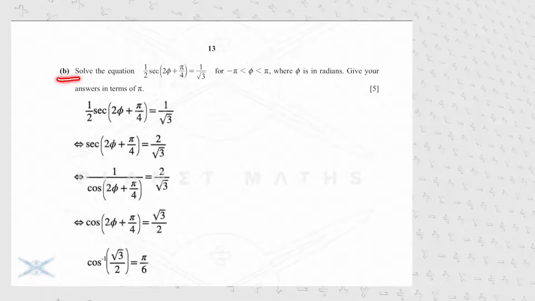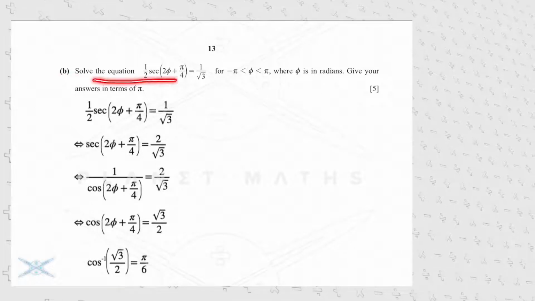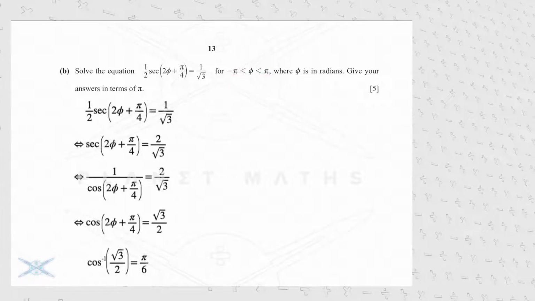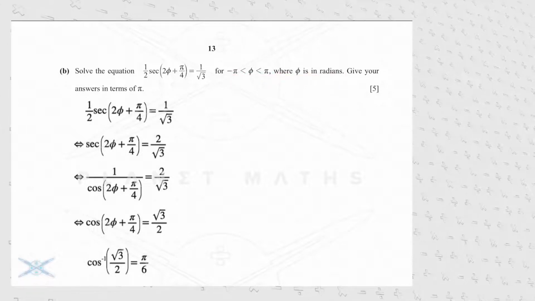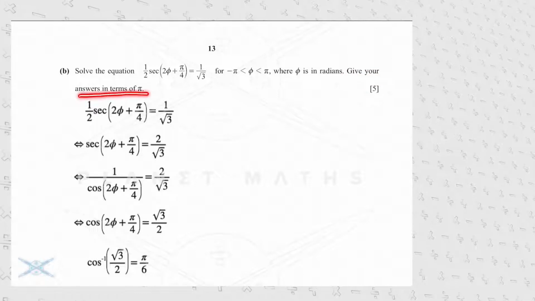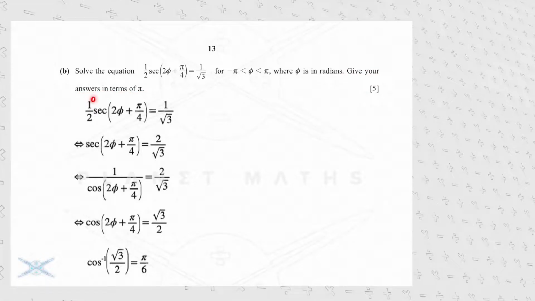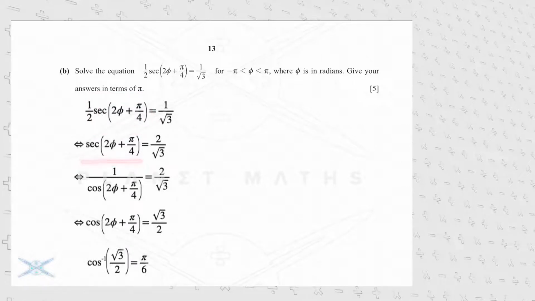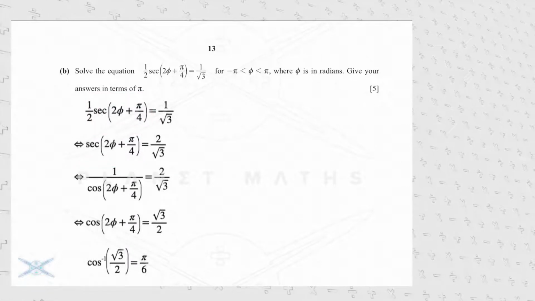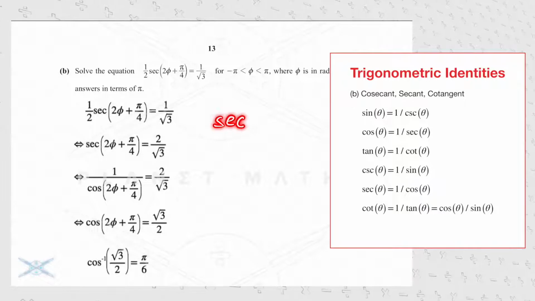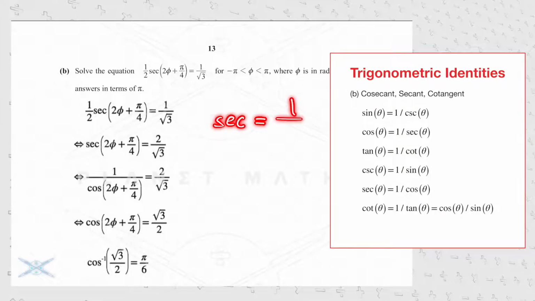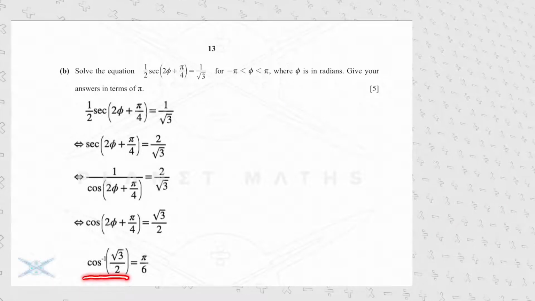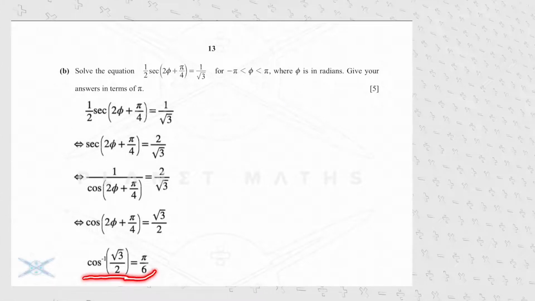In part B of the exercise, we are supposed to solve the following equation within the interval of negative pi and positive pi, whereby phi is in radians. We are supposed to provide our answers in terms of pi. Firstly, we will attempt to isolate the secant expression, and after doing so, applying trigonometric identities, we can transform secant into 1 over cosine. After rearranging the entire equation for cosine, we are provided with the first solution, which is pi over 6.